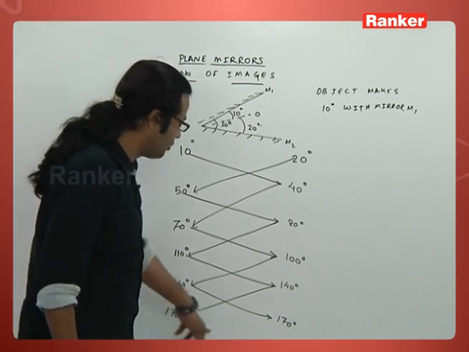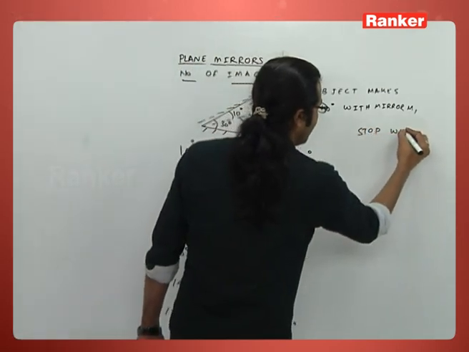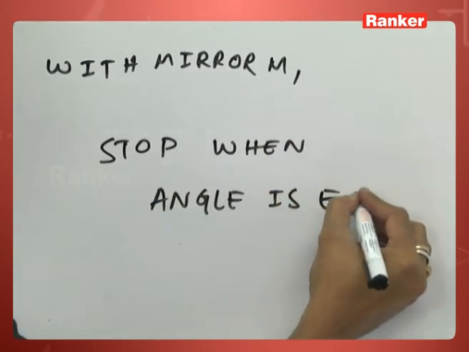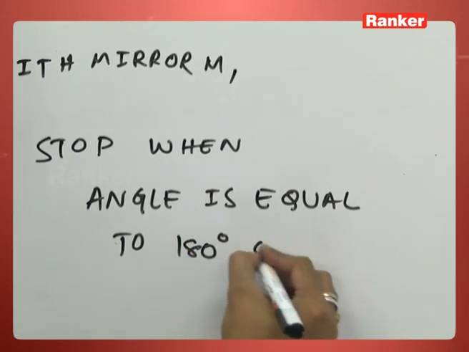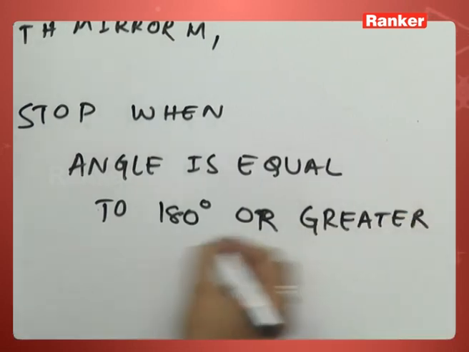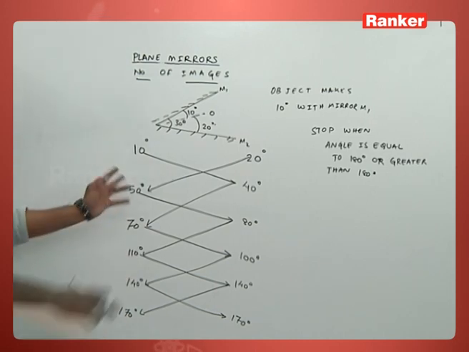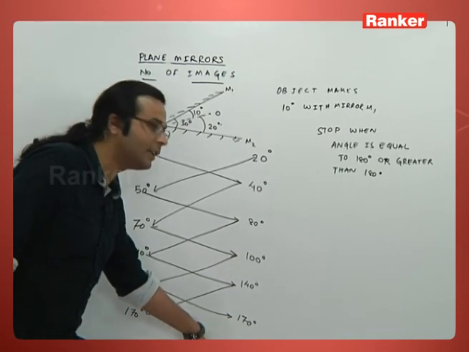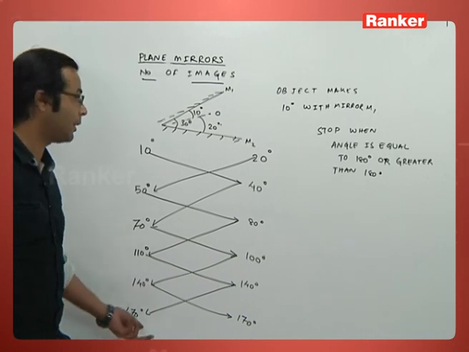Now I shouldn't go further, stop when angle is equal to 180 degree or greater than 180 degree. And I will explain the physical significance of how the things are happening. 170 degree plus 30 is nothing but greater than 180 degree, and here also 170 degree plus 30 degree is nothing but greater than 180 degree.